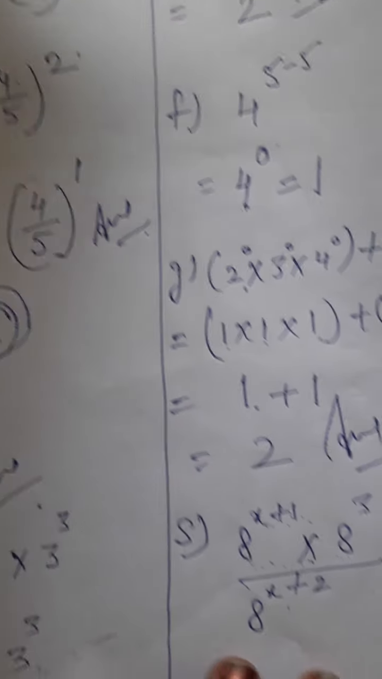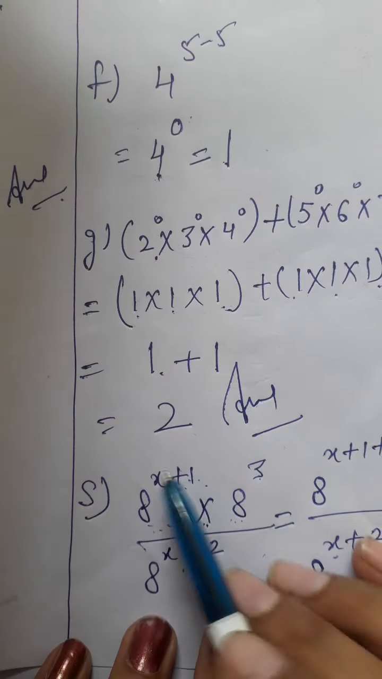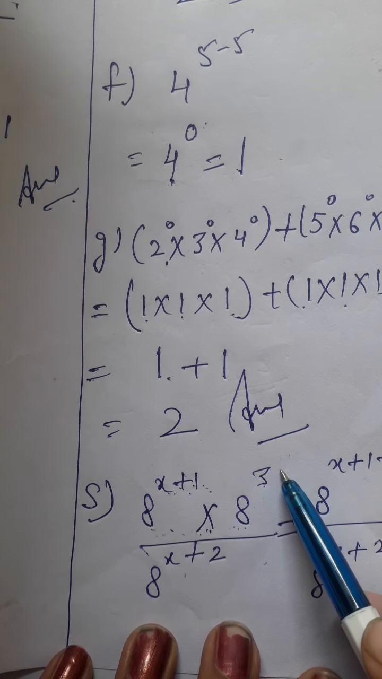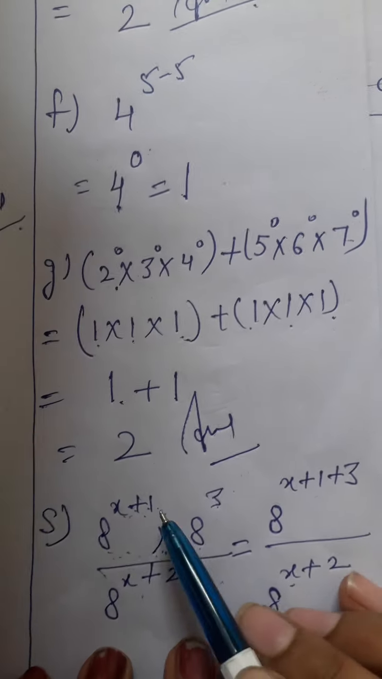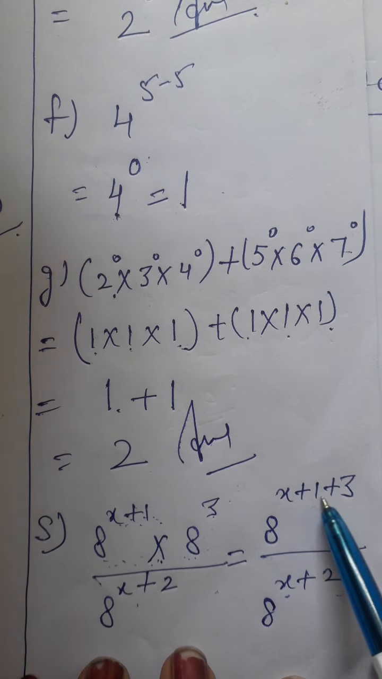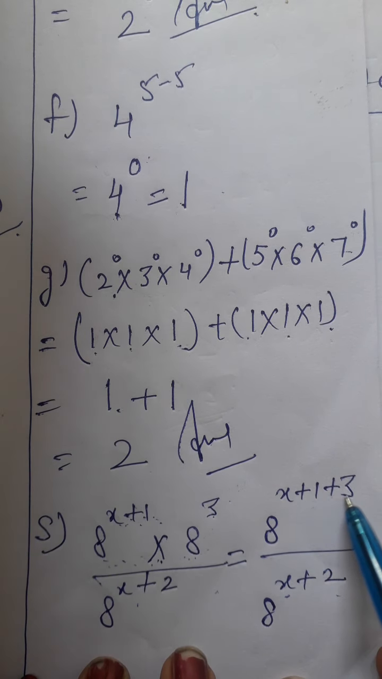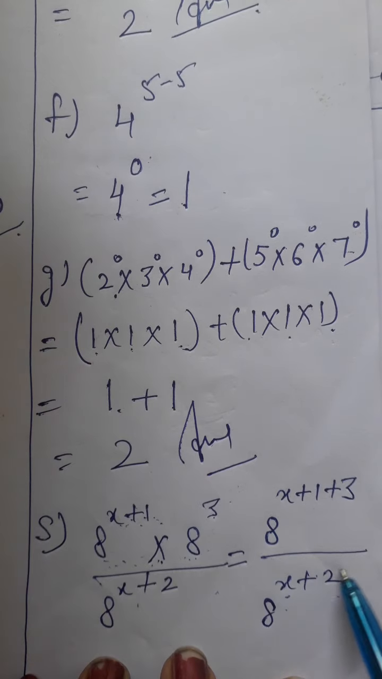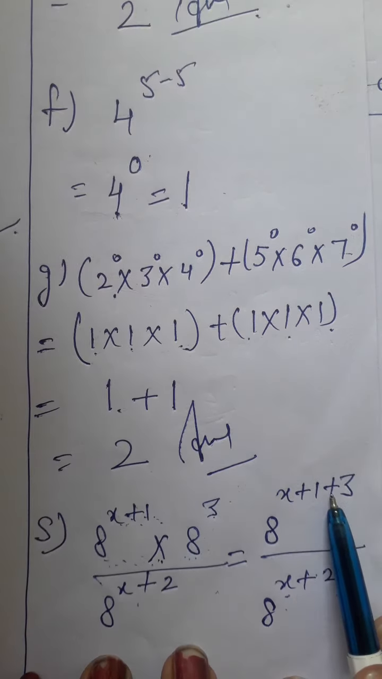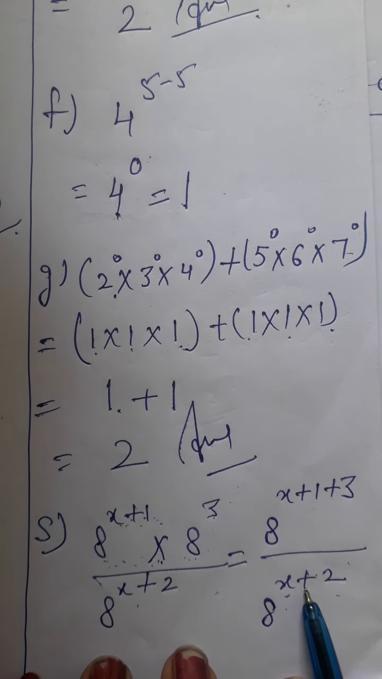So now we will solve the next part here. 8 raised to x plus 1, into 8 raised to 3. So what can we say here, because the base is the same, both are 8. So we will add the powers. So x plus 1 plus 3 upon 8 raised to x plus 2. Okay, then what do we have? x plus 4, x plus 2.